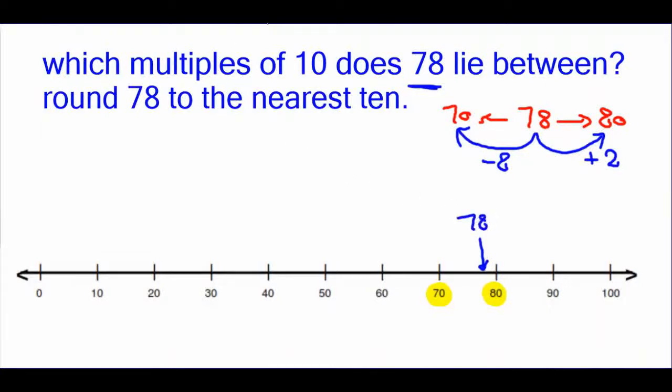But he's asking me to round 78 to the nearest 10. I have to choose one multiple of them which is closer to 78. So I see here it needs 2 steps only to reach 80. So 78, when rounded to the nearest 10, it will be 80.